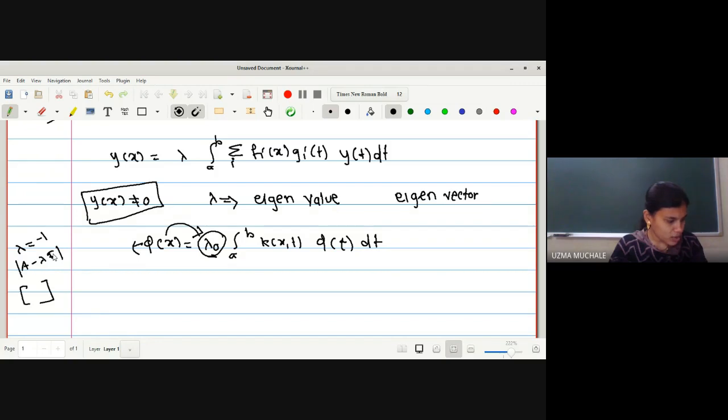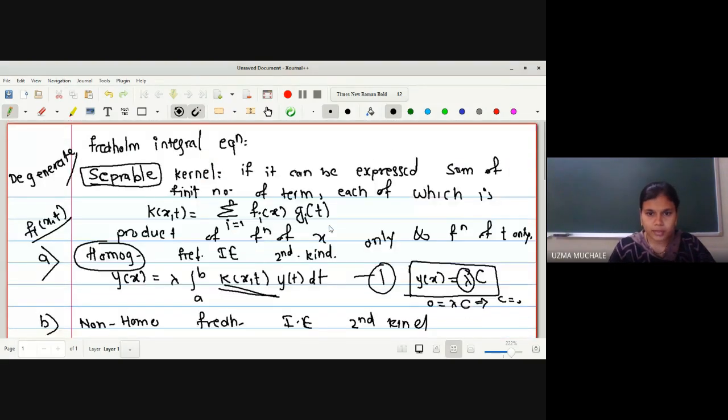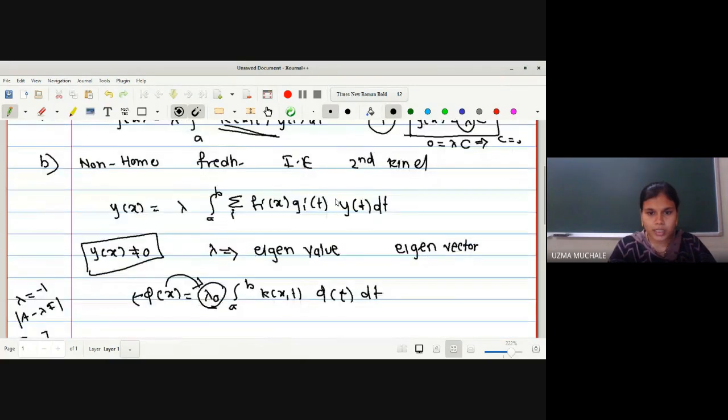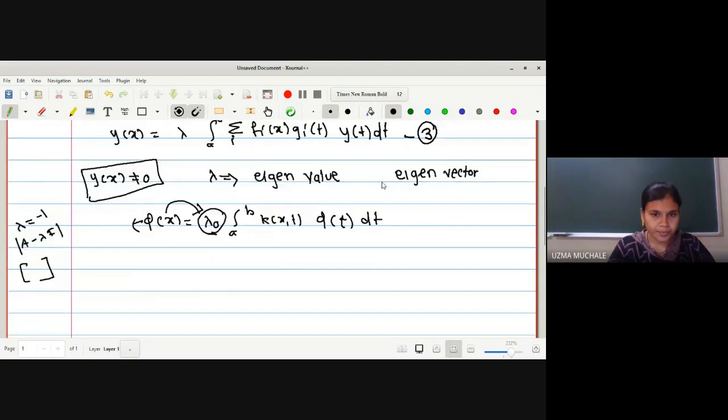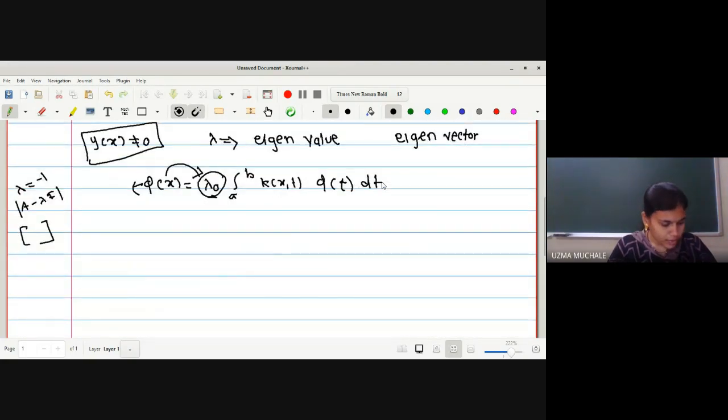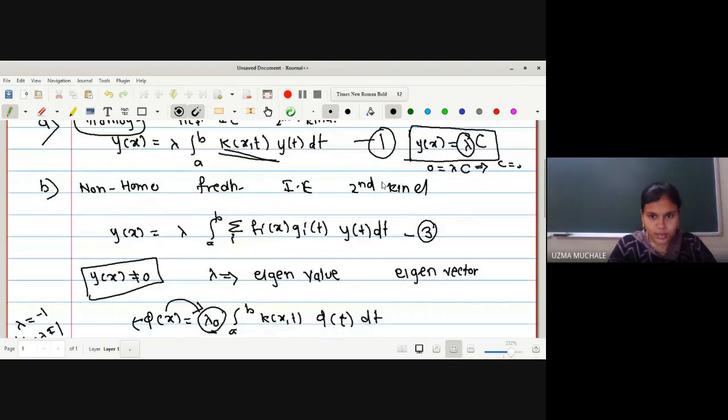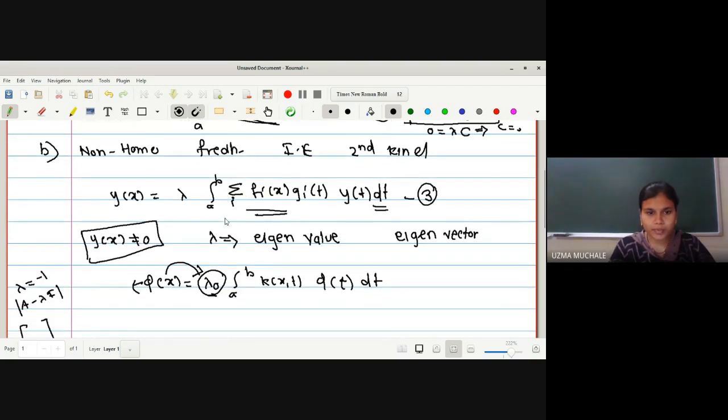After putting that equation, let me rename the equation we have as equation 2. And next, after substitution of this, let me rename this as equation number 3. Now, if this integration is with respect to t, we can take this phi of x outside because x is independent of the integration. So we can take it outside from equation 3.